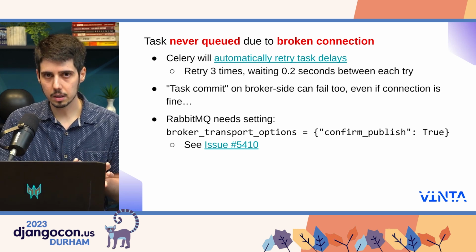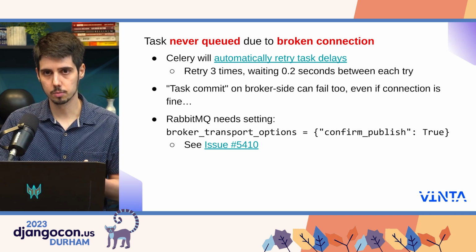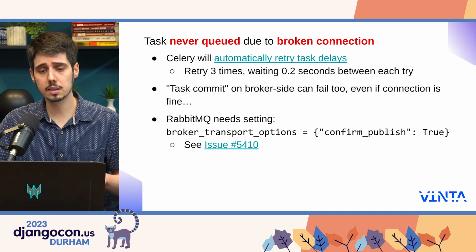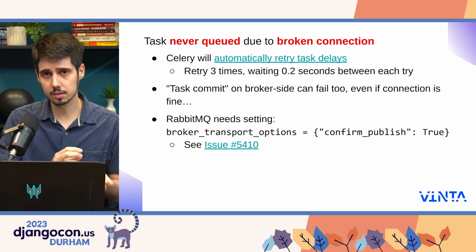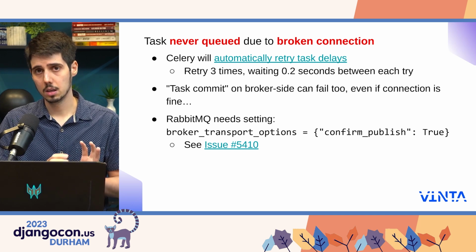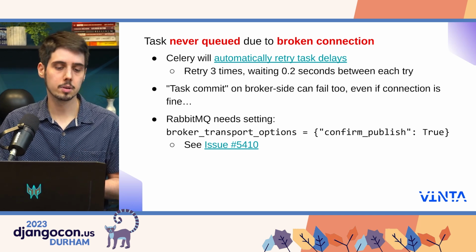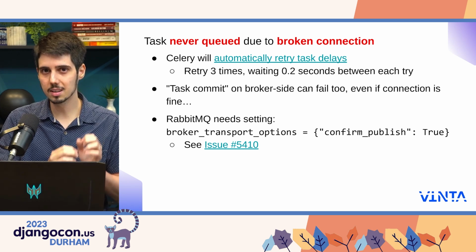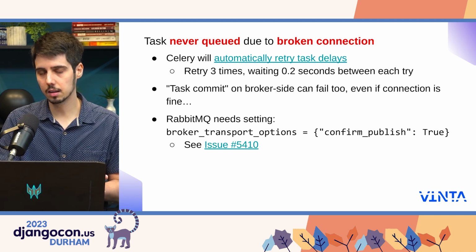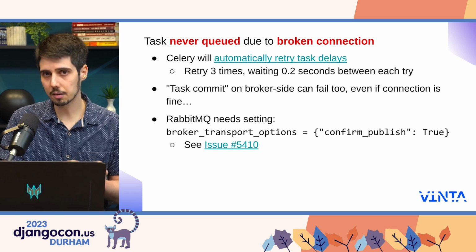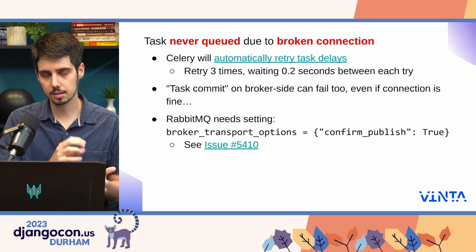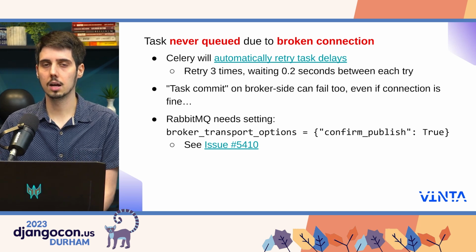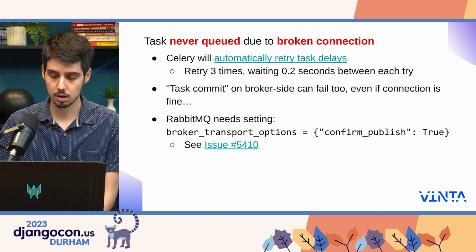But the task commit on the broker side can fail too. Even if everything is okay with the connection, the committing of the task on the broker side can fail. You can configure that on RabbitMQ. You can use the configuration confirm publish. So the delay will take a bit more time than the default, but then you'll be sure that after the task delay is done, the task is really on the broker side. So this is a default that is not clear that you perhaps have to change on Celery.